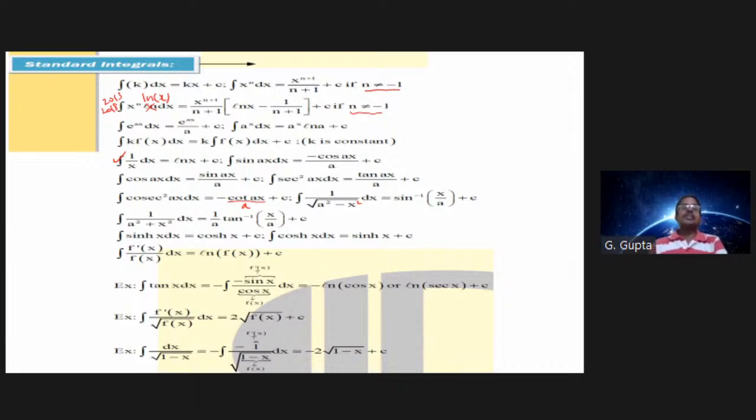This is a hyperbolic function. Sin hx is nothing but e to the power x minus e to the power minus x, whole divided by 2.